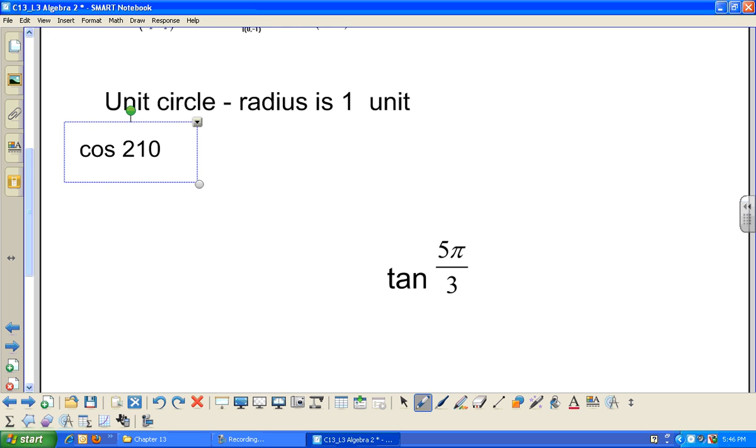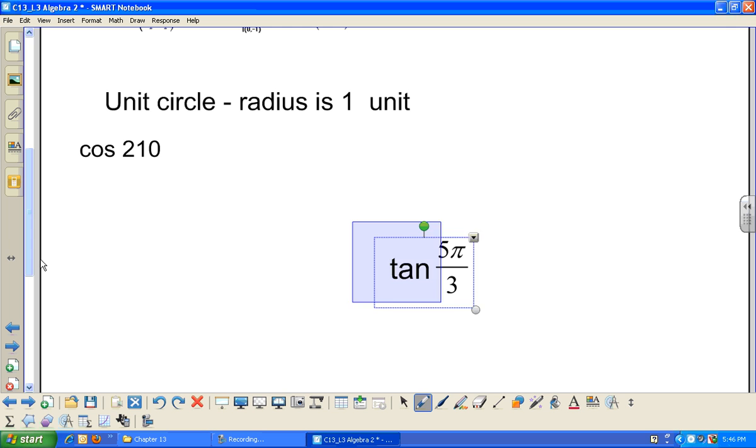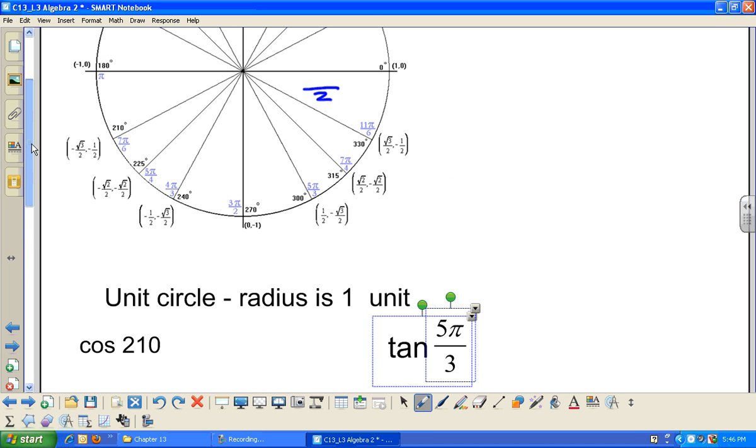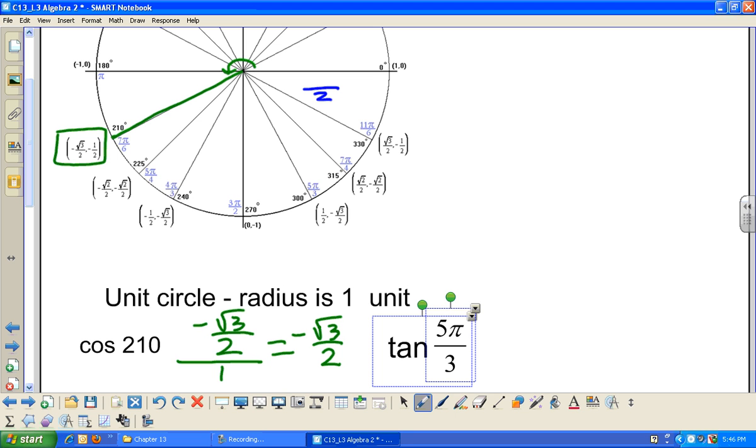If I'm looking for the cosine of 210, remember that cosine is the same thing as x over r. So I'm looking at my unit circle, I find 210. Here's the 210 measurement, and here's my point xy. My r is always equal to 1. So cosine of 210 is going to be my x, which is negative square root 3 over 2, over 1, or it's just equal to negative square root 3 over 2.